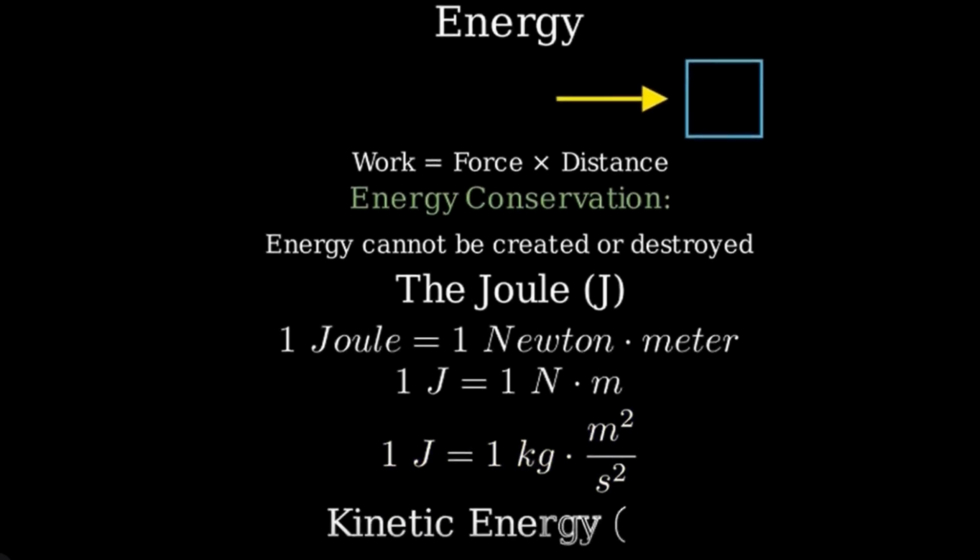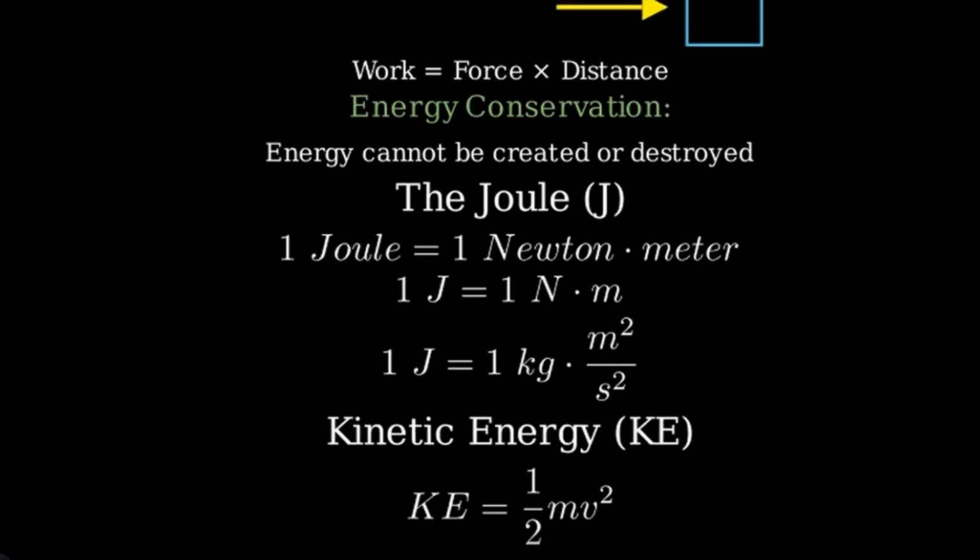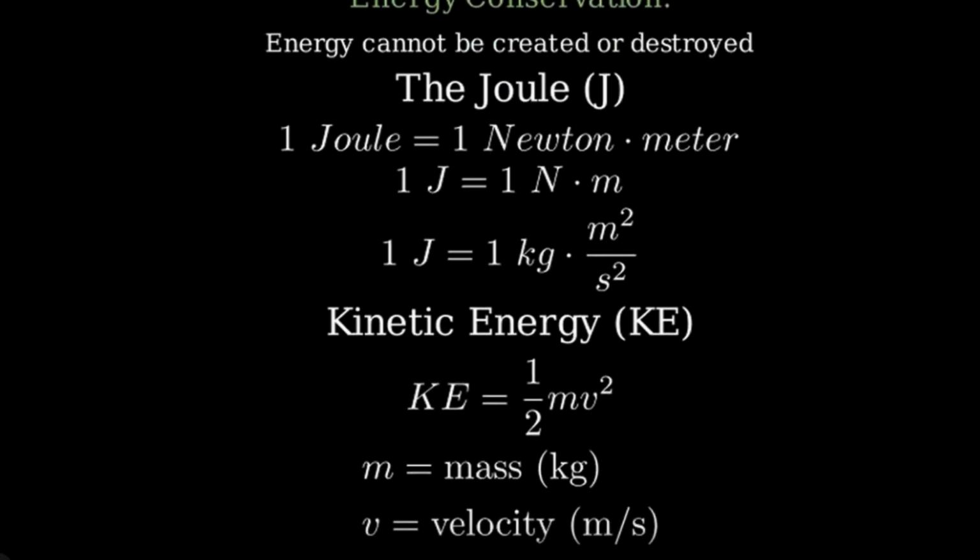Kinetic energy, or KE, is the energy an object possesses due to its motion. The formula for kinetic energy is 1/2 times the mass of the object times the velocity of the object squared. Here, m represents mass in kilograms, and v represents velocity in meters per second.